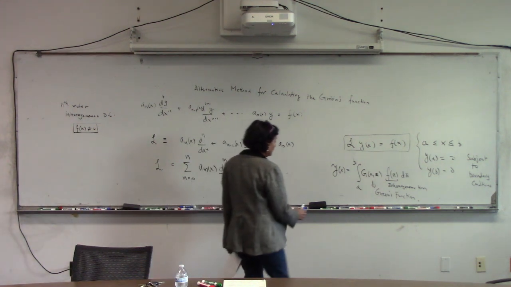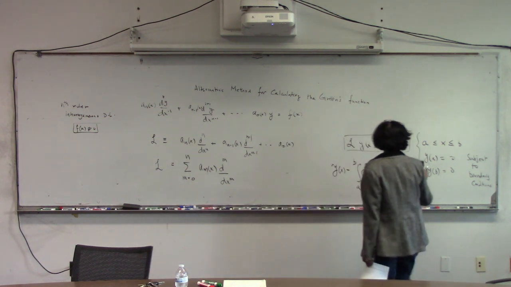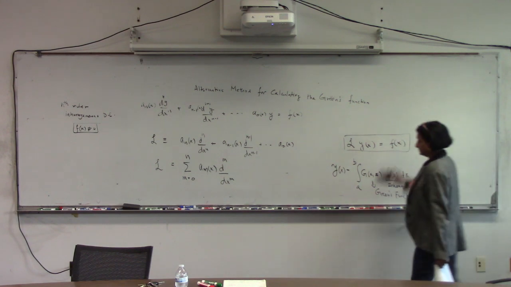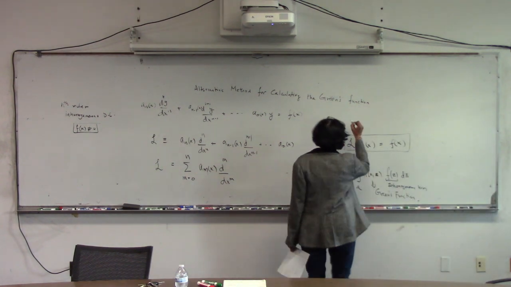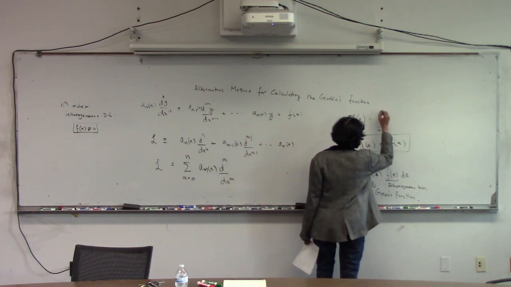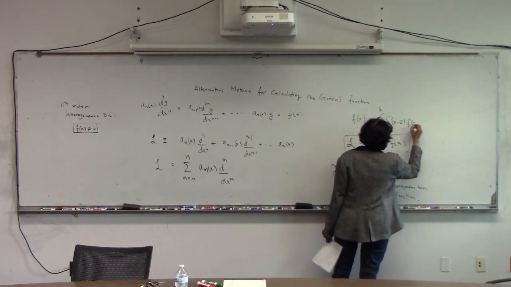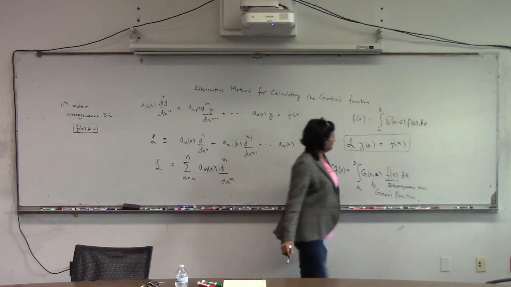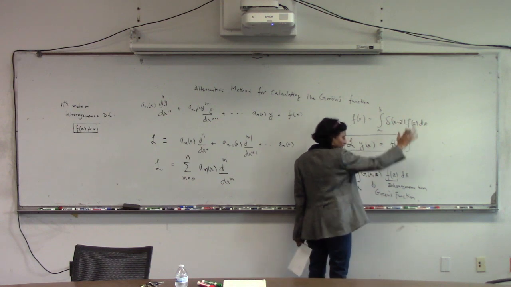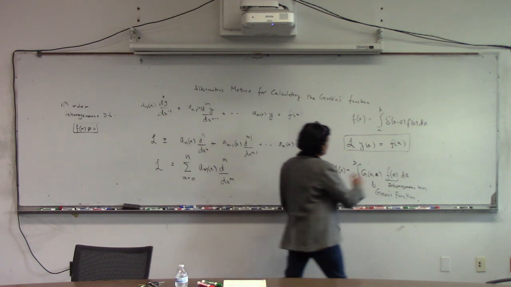All right. I can always write f of x as what? I can write f of x as, right, where Dirac delta function exists only for x equal to z, and everywhere else it's 0. So this is your Dirac delta function.